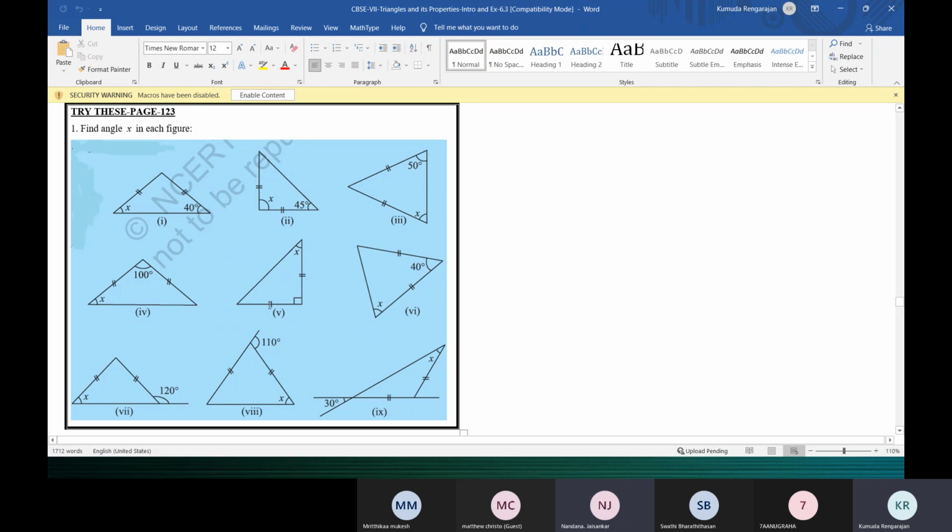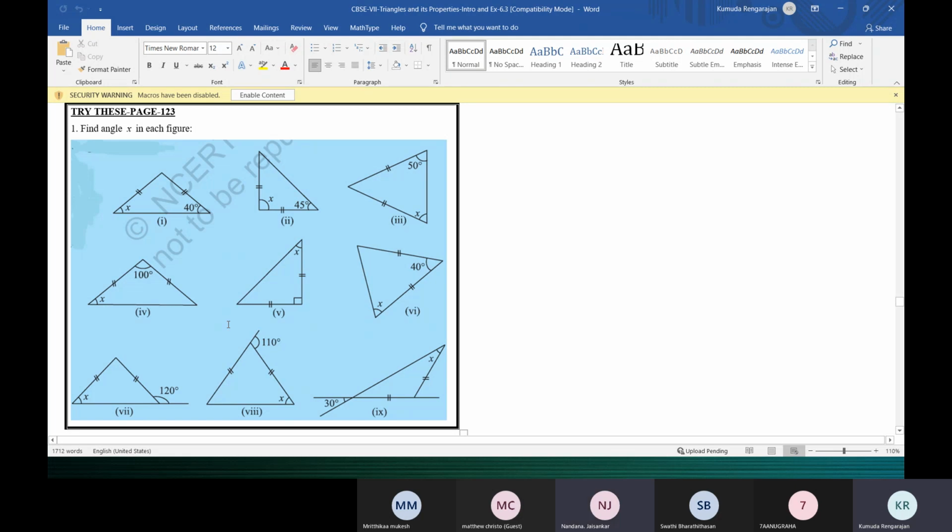Okay, ma'am. When these two sides are equal, opposite to this side is this angle. Opposite to this side is this angle. So these two angles are equal. So if this is X, this is also X. Ma'am, that means 90 plus 2x is equal to 180. No, 90 plus X plus X. First step is 90 plus X plus X is 180.